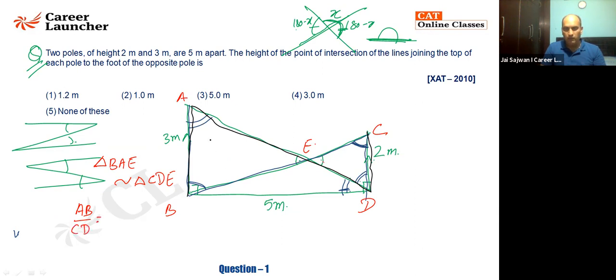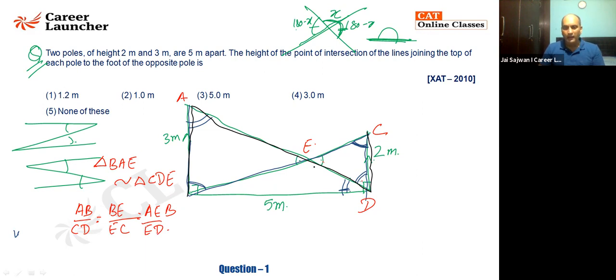Opposite to the double angle in the bigger one, it is BE. And opposite to that will be EC. Opposite to the single angle, opposite will be coming out to be what? AE. And opposite to that will be ED.